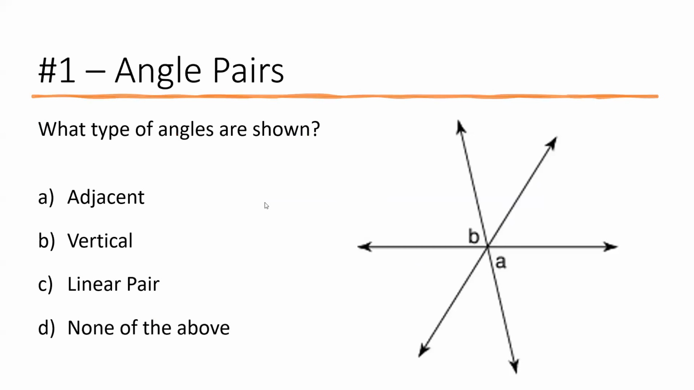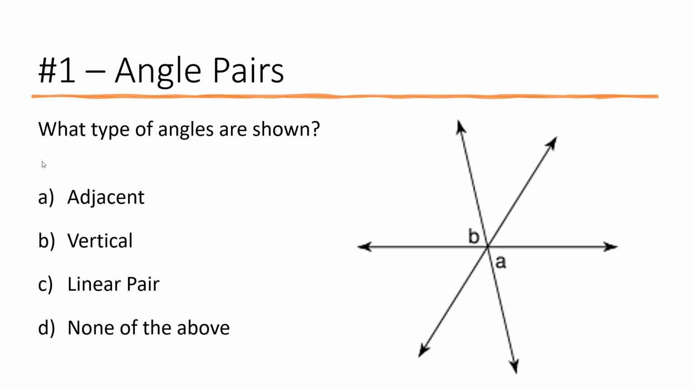So let's do a couple practice problems here. Sometimes you can have a picture where there's lots of angles in there, so you've got to really focus in on it. We need to decide if angle A and B are adjacent, vertical, linear, or none of the above.